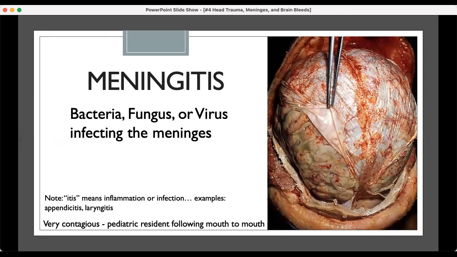And the story I always tell is during residency, many years ago, when we would do mouth-to-mouth resuscitation, we had a pediatric resident who did mouth-to-mouth resuscitation on a child who was admitted with symptoms of meningitis, but nobody knew it at the time. At any rate, the child died and everybody went to bed, and the next morning they couldn't find the pediatric resident, and they finally found her in the call room, and she was dead, had died from meningitis, very infectious and quite deadly.